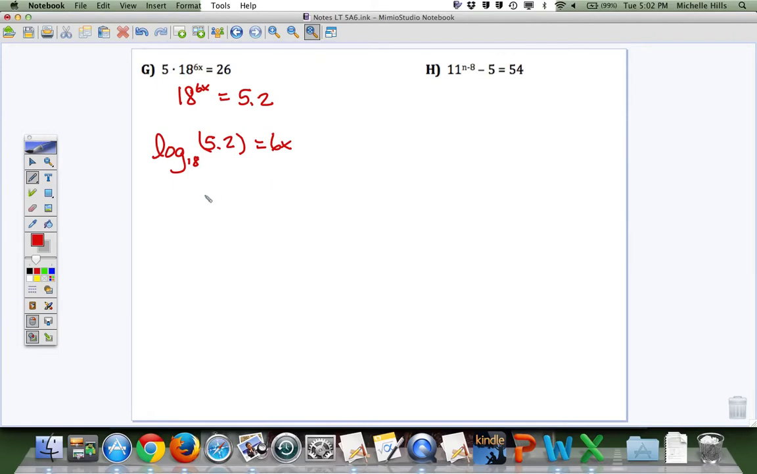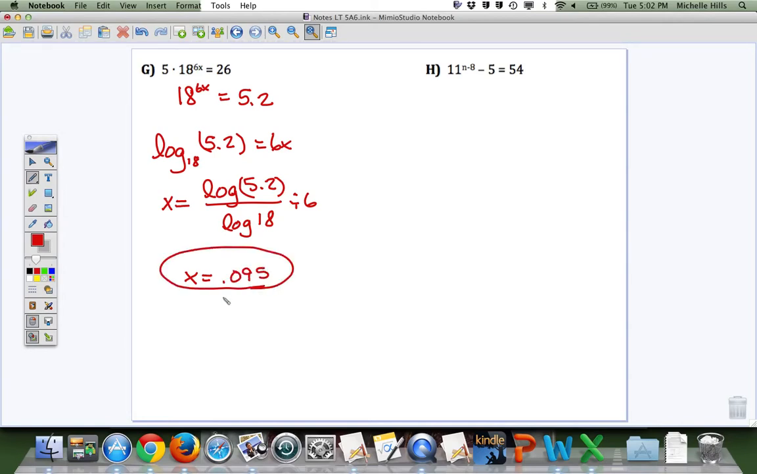So it would be 6x equals the base 10 log of 5.2 divided by the base 10 log of 18, just using the change of base to evaluate this part. But then I would have to divide both sides by 6 to isolate the x, so then divide that by 6. I'm going to do this all in my calculator all at once to get as close to an accurate answer as I can. I'm rounding, which means I am introducing some error, but I'm going to wait till the end to round. So x equals 0.095 when I punch that in my calculator.